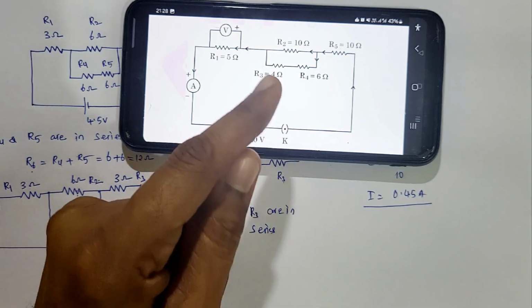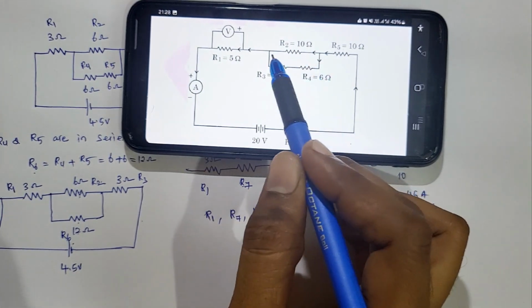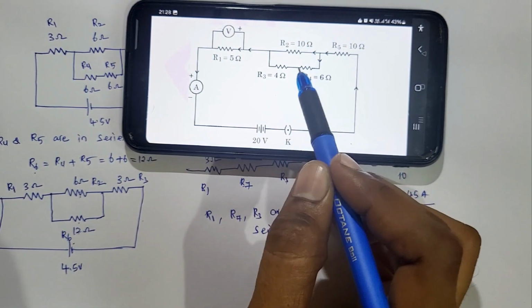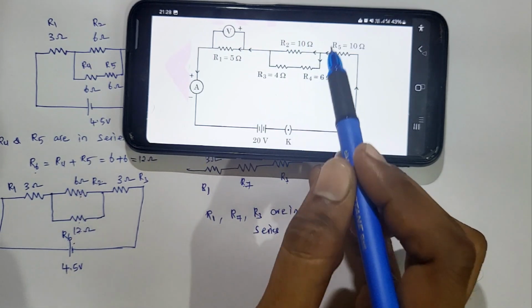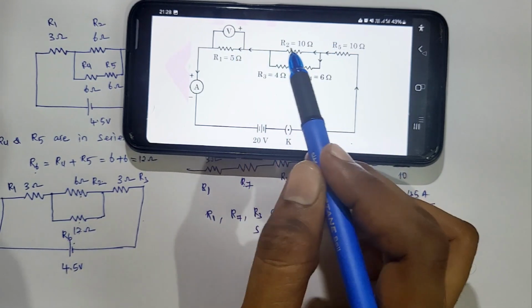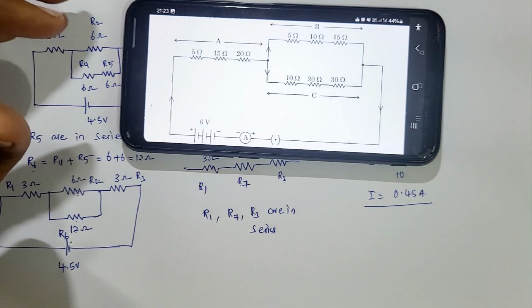See, observe neatly. 4 and 6, connected in series, so 10. 10, 10 in parallel, so 5. This whole combination becomes 5. 5 plus 5, 10. 10 plus 10, 20. So the whole resistance will be 20 ohms.